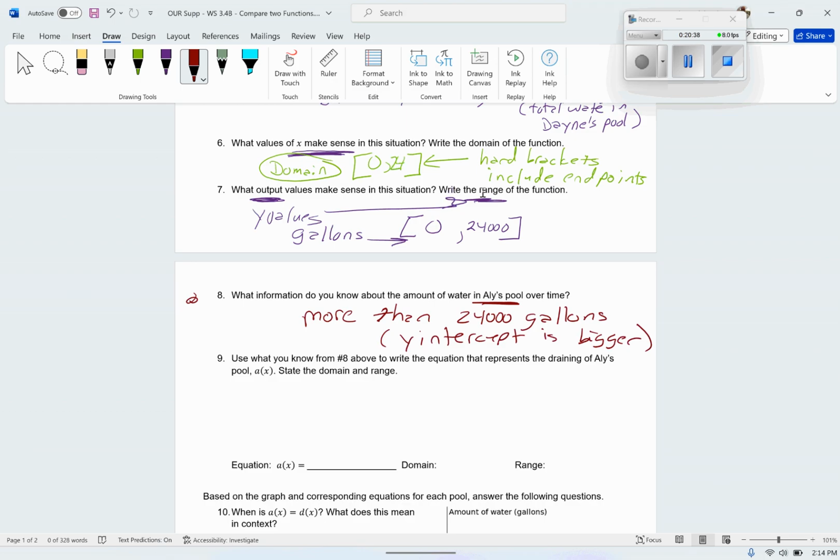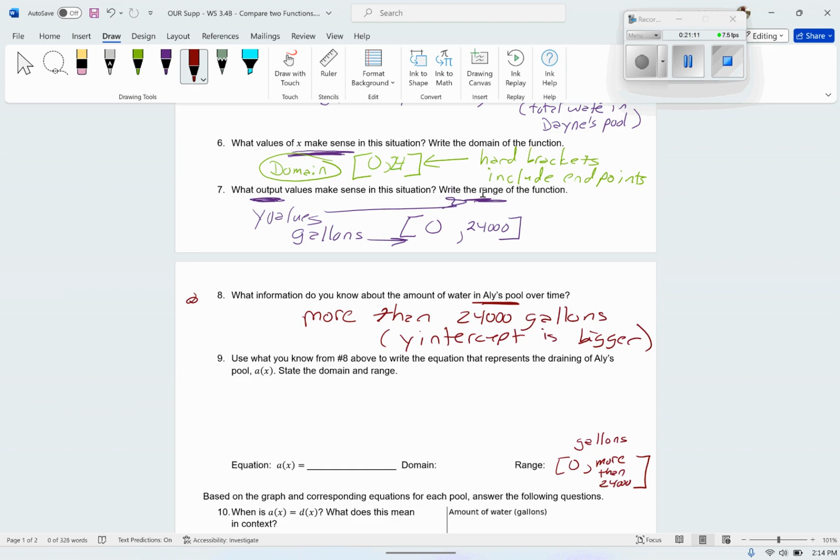I don't know. All right, use what you know about number 8 to write the equation that represents Allie's pool. State the domain and range. Okay, well, the range, I'm going to go from 0 gallons up to more than 24,000. Do I know the exact value? I don't.